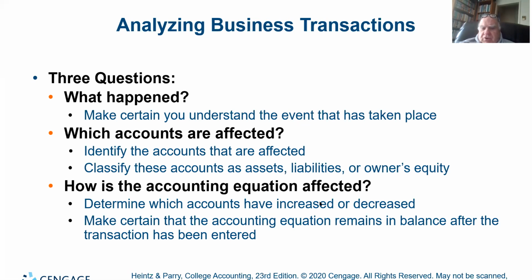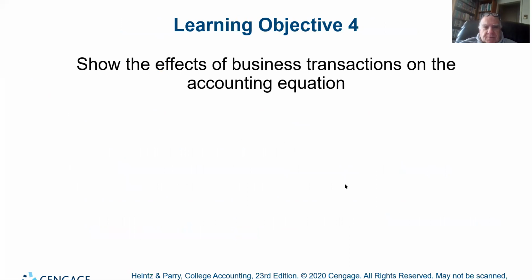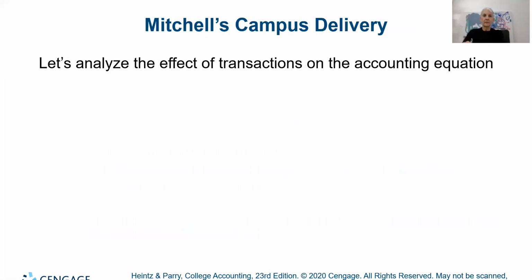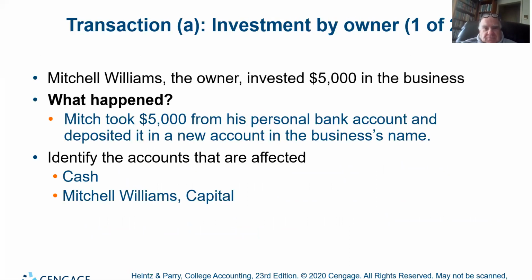And then determine which accounts have increased or decreased. Now, going forward into chapter 3, we'll be talking in terms of what gets debited and credited. Those words are not in our vocabulary just yet, but I want to throw them out there. Make certain that the accounting equation remains in balance. Show the effect of transactions, okay? Mitchell Campus Delivery, whatever he does. Okay, Mitchell Williams, sole proprietor, okay? He invested $5,000 in a new business.